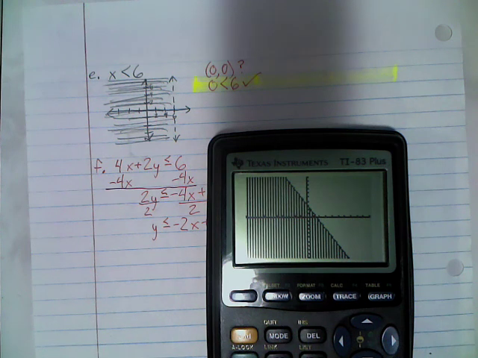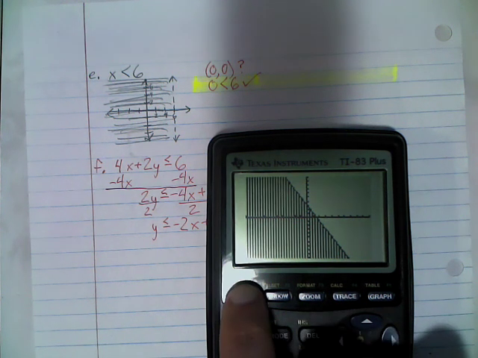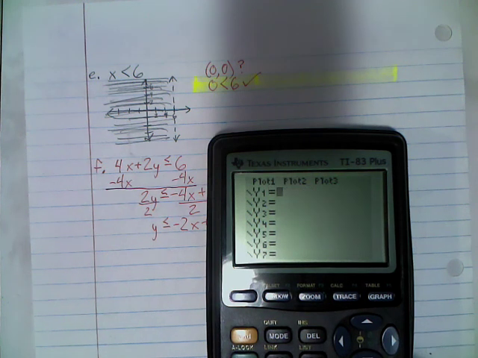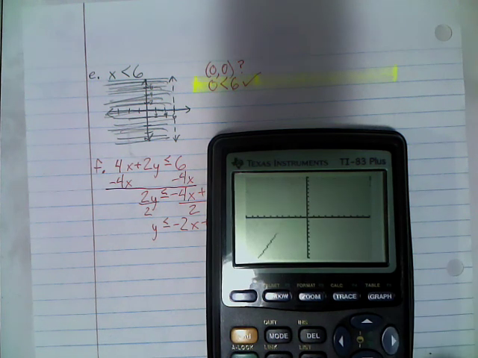So the other one's a little bit easier. So if I come back over here, I can hit clear, and that'll get rid of that. And so for g, we have y is greater than 2x plus 6. So I'm going to type in my 2x plus 6. So that's all set to go. And you can graph it.